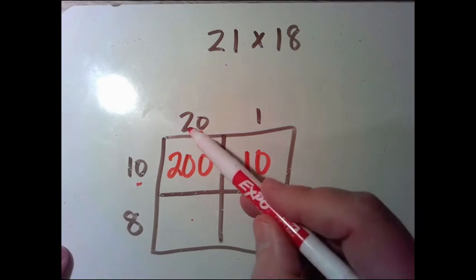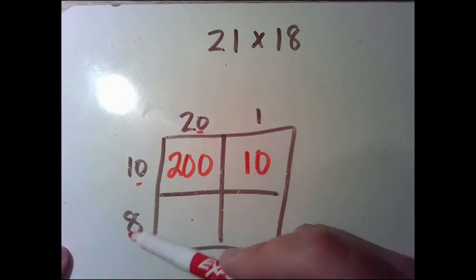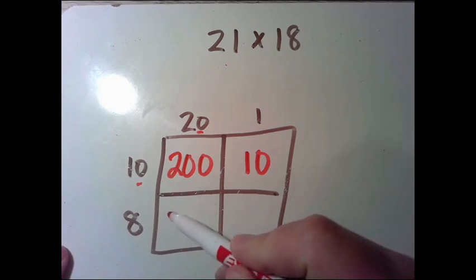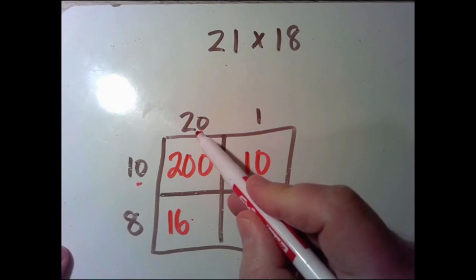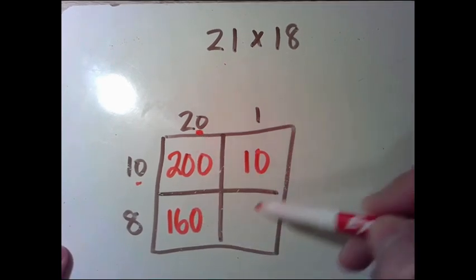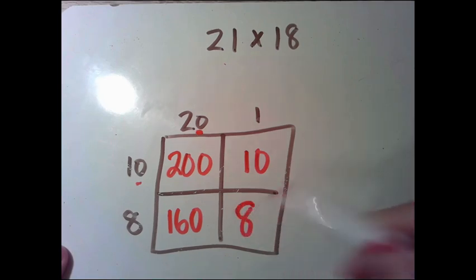Now I'm going to do this square. I'm going to go 20 times 8. Well, 2 times 8, we know, is 16. We can't forget the 0 here in the 20, so it's going to be 160. And then 1 times 8 is 8.